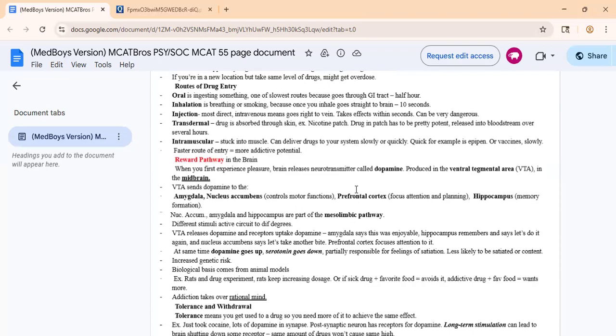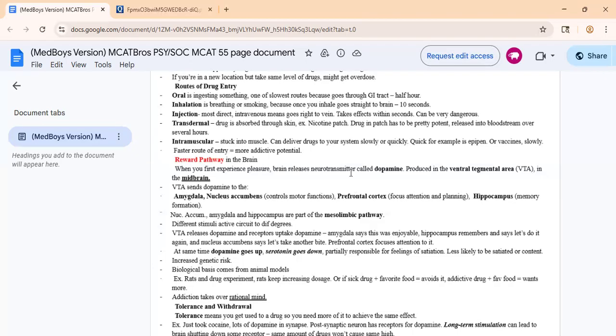So there are various routes of entry when it comes down to taking drugs. We're gonna have oral, which is basically you taking it by mouth, and inhalation, which is when you're breathing it. So think about marijuana. People call it a blunt. They roll the blunt and they inhale it. Injection is when they directly put it into the vein. It's actually very dangerous. Transdermal, it's in the name, going through the dermal skin, your skin. Intramuscular is going through your muscle.